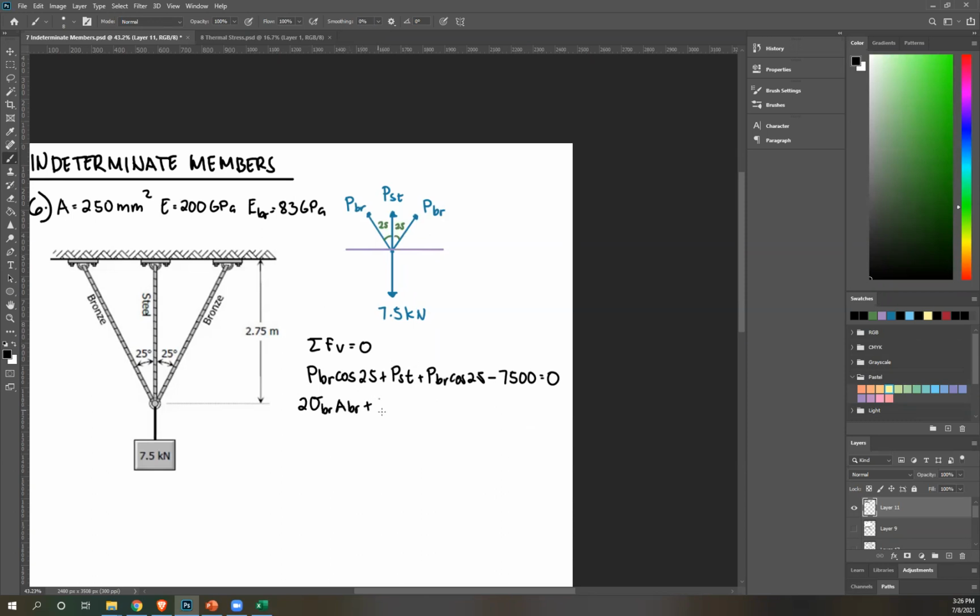Plus stress ST, area ST equals, I'm just going to transpose that here, 7,500. And now that is your equation number 1. Okay.